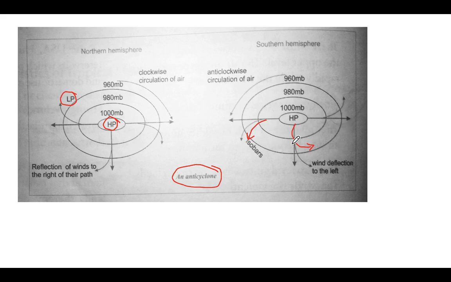So notice the arrows whenever you're answering these questions. High pressure is always in the center, so the wind is moving outwards in that way. We call this the anticyclone. Here the wind deflects to the right. The right is to this side, so the wind is deflecting to the right.